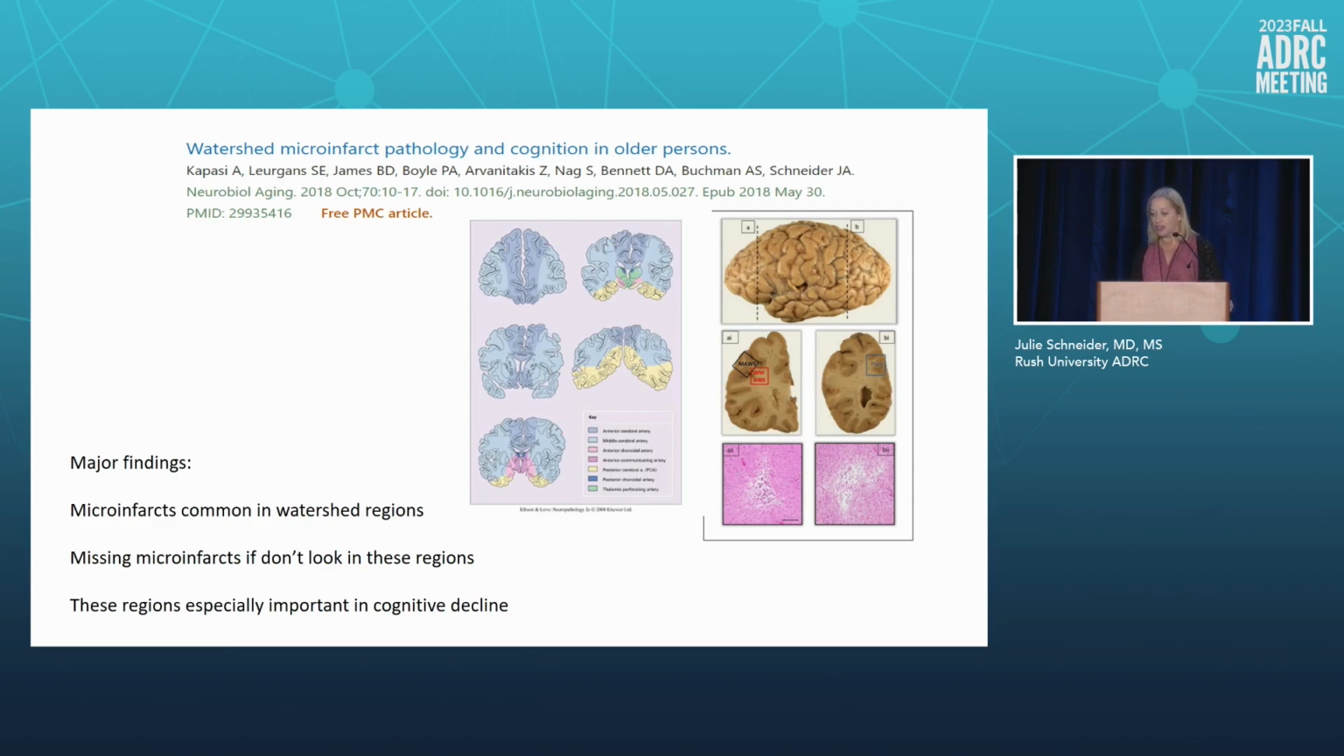And the answer was yes. So we went back to these regions, and we found that in the anterior and posterior watershed regions, we identified both cases in which we otherwise would not have seen microinfarcts, as well as an increased number of microinfarcts in this region. So clearly these are regions susceptible to microinfarcts. We also found that if you looked at these regions, it was important in cognitive decline in our cohort. So it wasn't just that we're missing them, but we're missing components of decline if we don't take that into account.